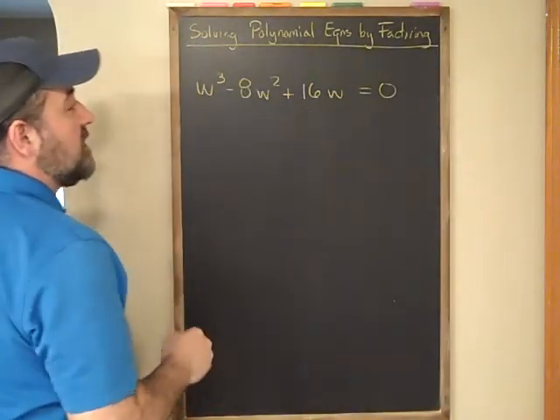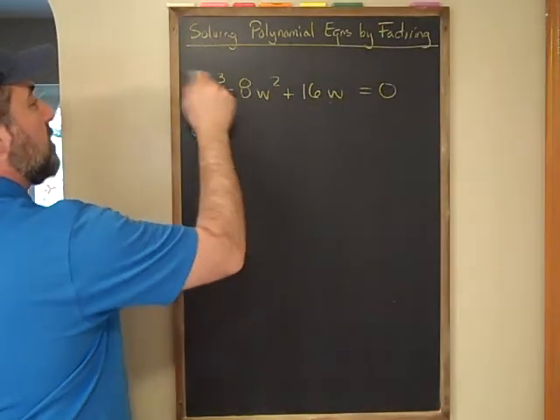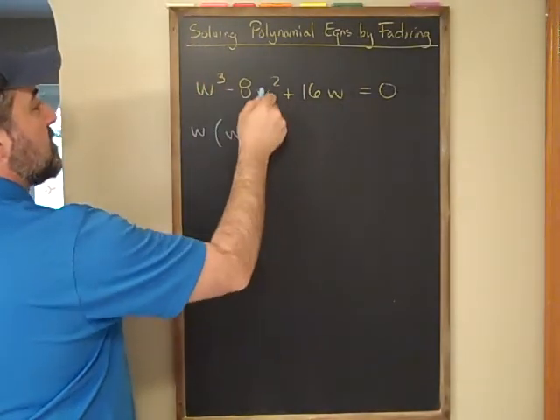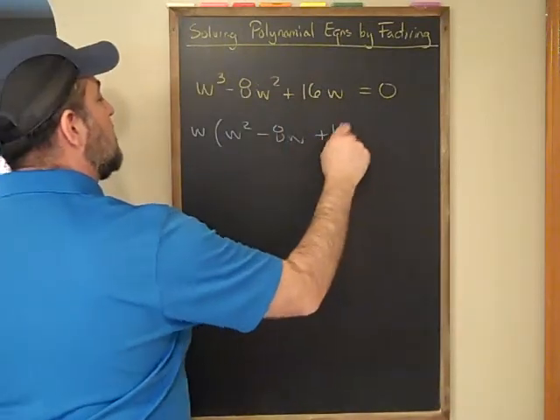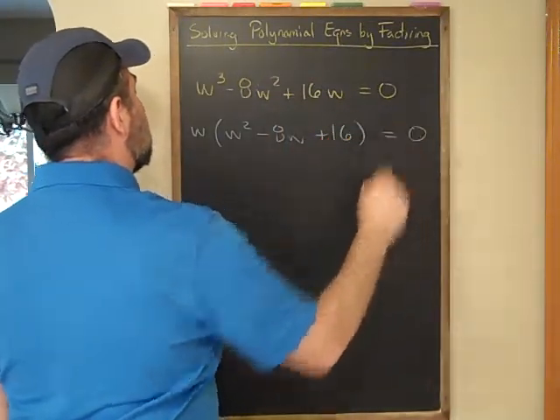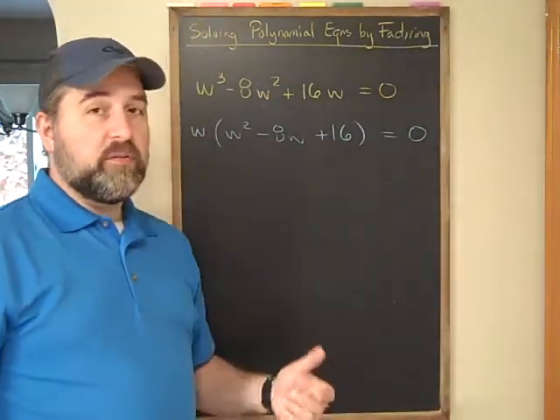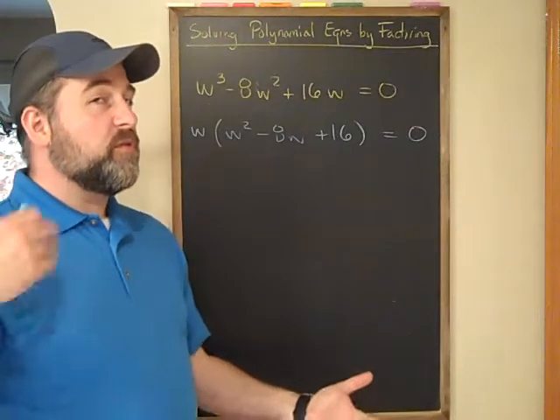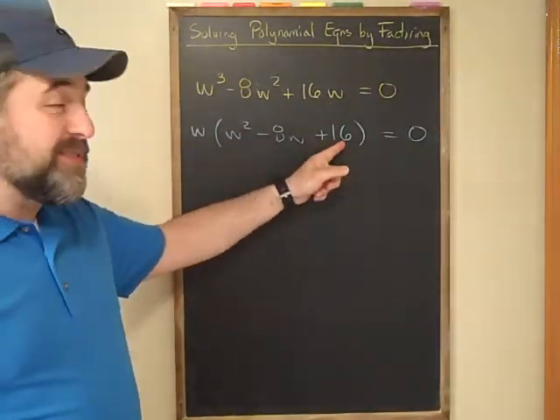I think you can see that all three terms have a factor of w, so we'll factor a w out, which leaves us with w times w squared minus 8w plus 16 equals 0. Now we have this trinomial. Is it a perfect square trinomial or just a regular old trinomial? w squared is a perfect square, so is 16.